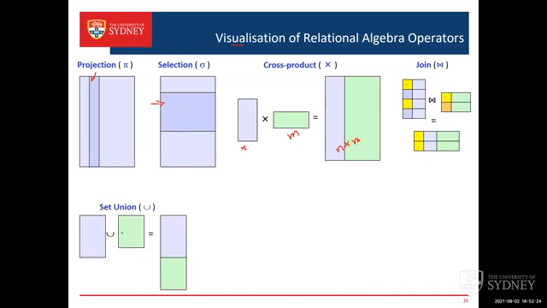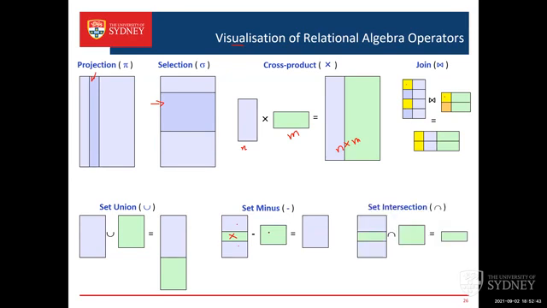Set union, when we are performing set operations, simply means take everything from these two. Set minus simply means in here we have that part, but in here we don't have that part. So this is the part that we are going to get. This part will be discarded because it belongs to the other relation.